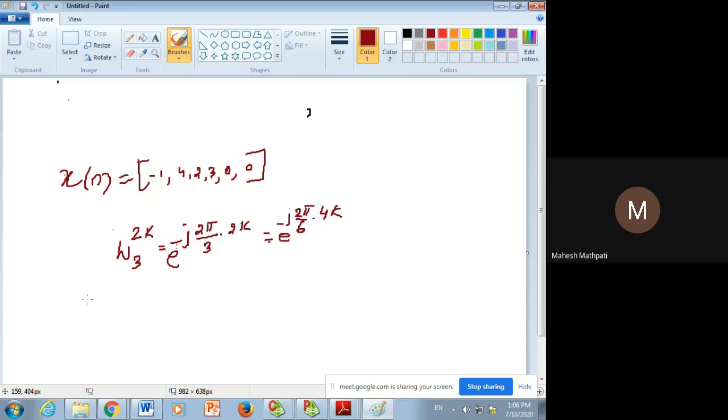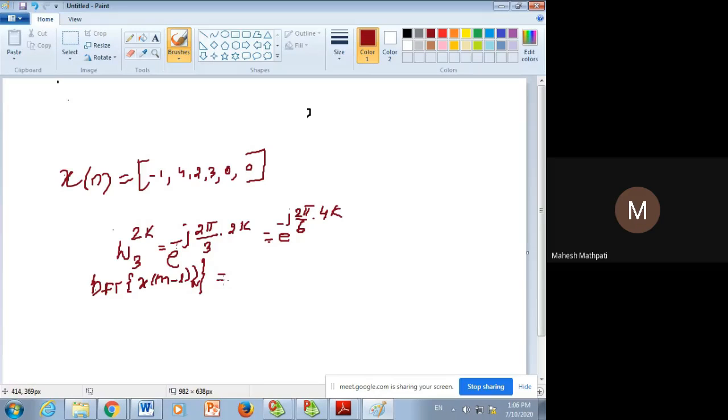Are you writing this? Now we know that, you just write, according to circular time shift property, what we will write? Can anyone tell me? DFT of, what is the property? X of modulo n minus L, n.